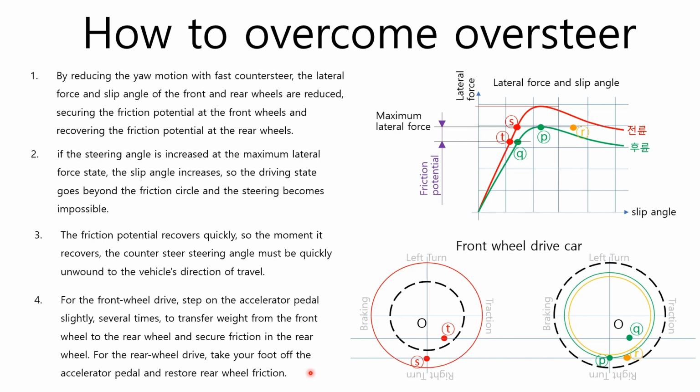Using this driving technique, the friction potential becomes larger due to a decrease in the slip angle of the front wheel, and the normal load on the rear wheel increases due to acceleration, which increases the friction potential of the rear wheel, and the final friction circle becomes a black dashed circle. The driving state at this time becomes the point Q. Therefore, front wheel steering is still possible and the rear wheels are stabilized.